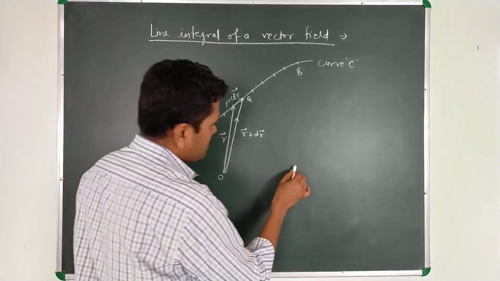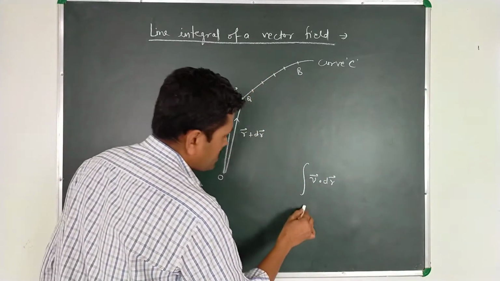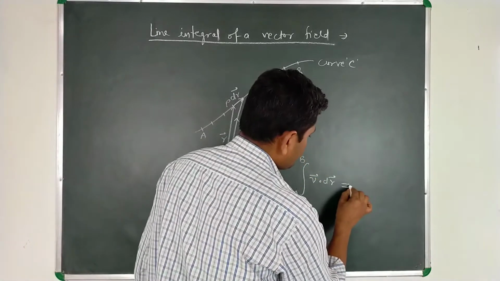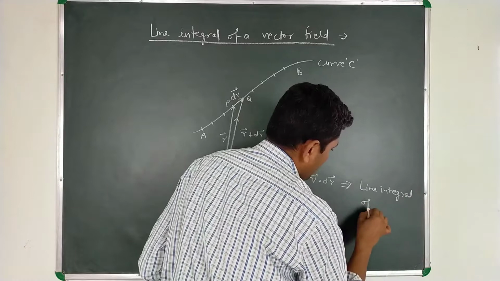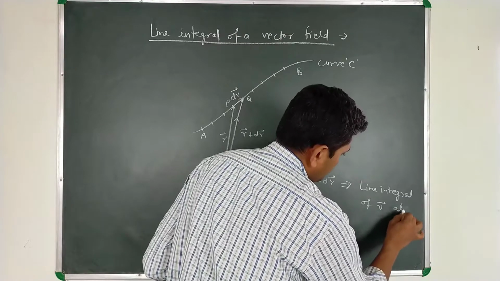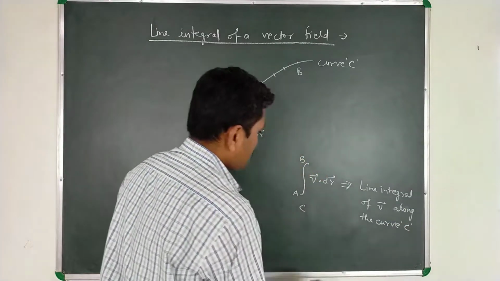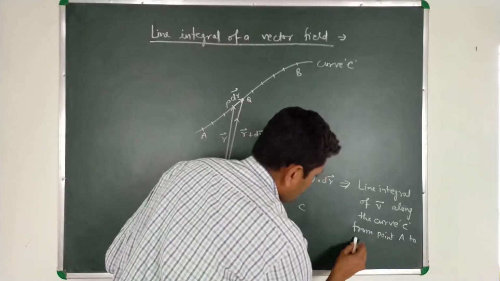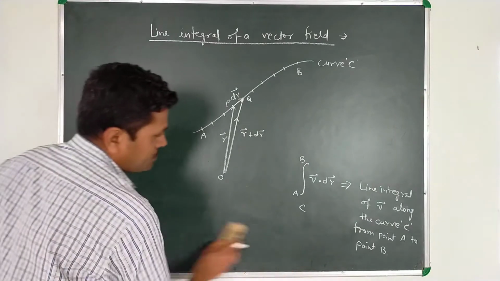Now if we compute this integral v dot dr over this curve C from point A to point B, this integral is known as the line integral of vector v along the curve C from point A to point B.